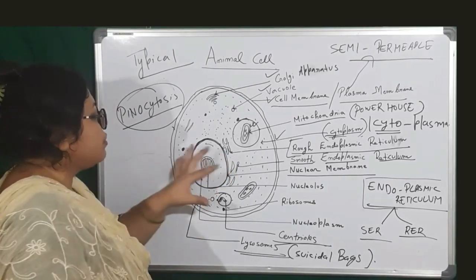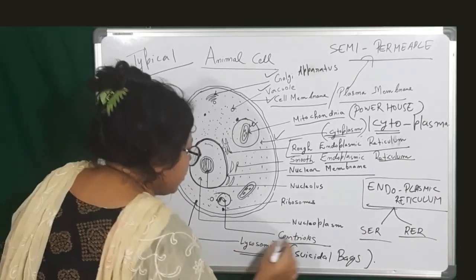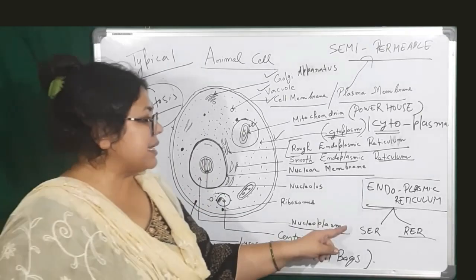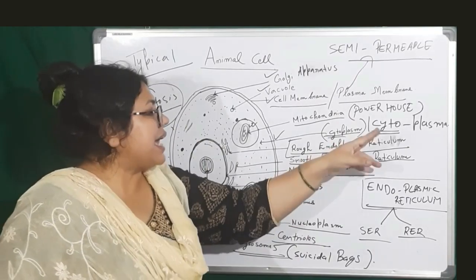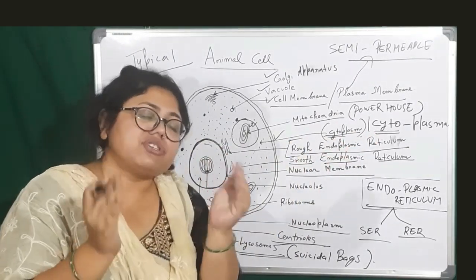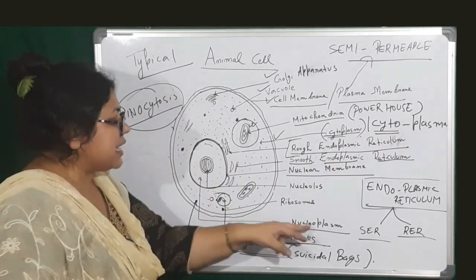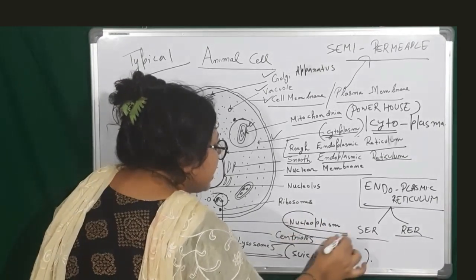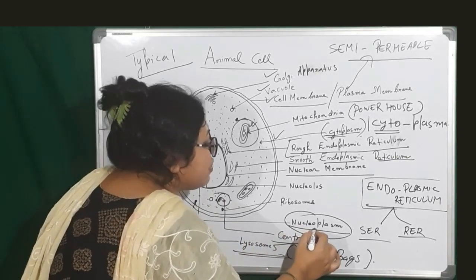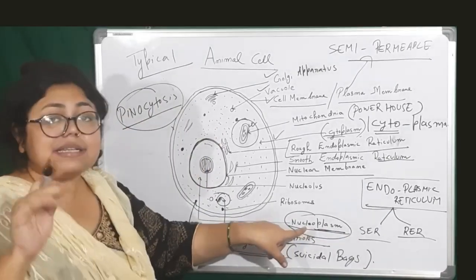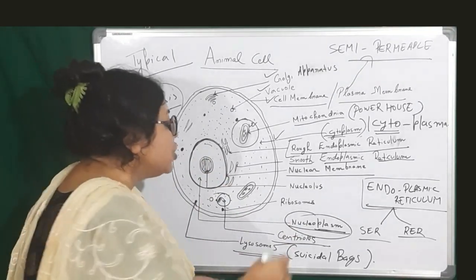Next, inside the nuclear membrane, you will find a structure called the nucleoplasm. Now children, see one thing: cytoplasm. I have split it out. Cyto means cell and plasma means the material inside the cell. Now this plasma-like substance is inside the nuclear membrane. We are keeping the same plasma, only the location is inside the nuclear membrane, so we call it nucleoplasm.